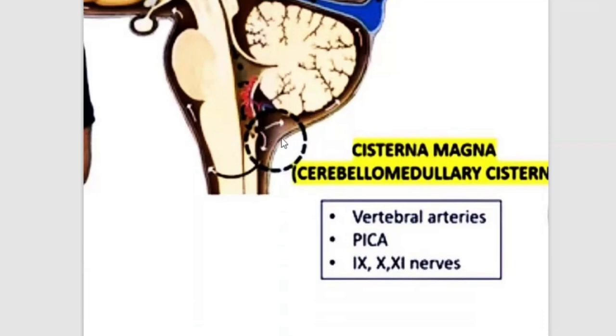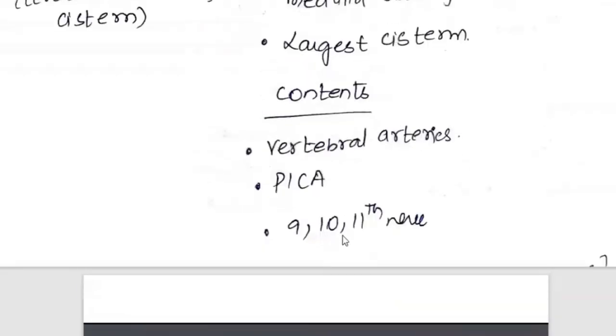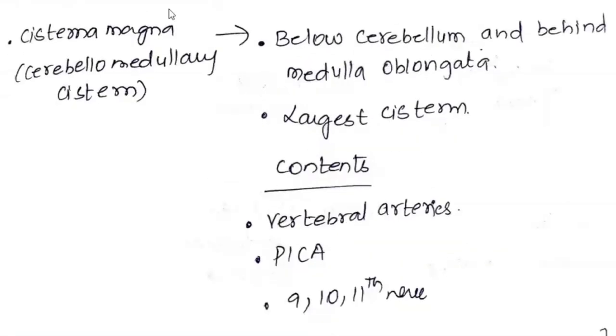The contents of cisterna magna are the vertebral arteries and the PICA. PICA is the posterior inferior cerebellar artery, and the ninth, 10th, and 11th nerves. Do you have any doubt in this? Yes, ma'am, I'll read it again. Cisterna magna is a cerebellomedullary cistern present below the cerebellum and behind the medulla oblongata. It is a larger cistern. The contents are the vertebral arteries. Two vertebral arteries pass through the vertebral foramen and enter the skull through the foramen magnum.